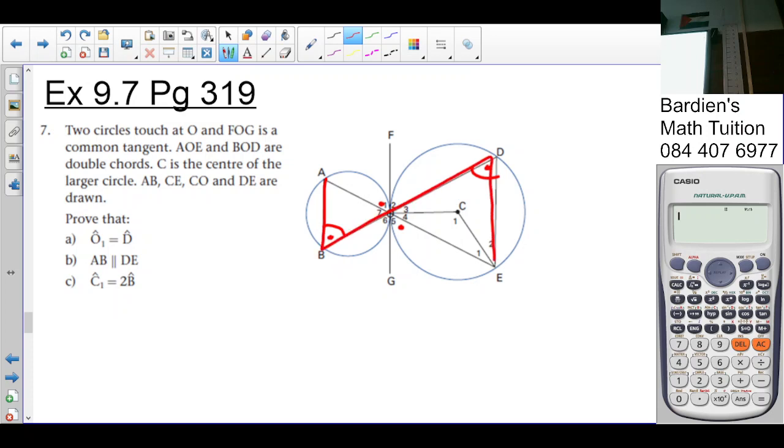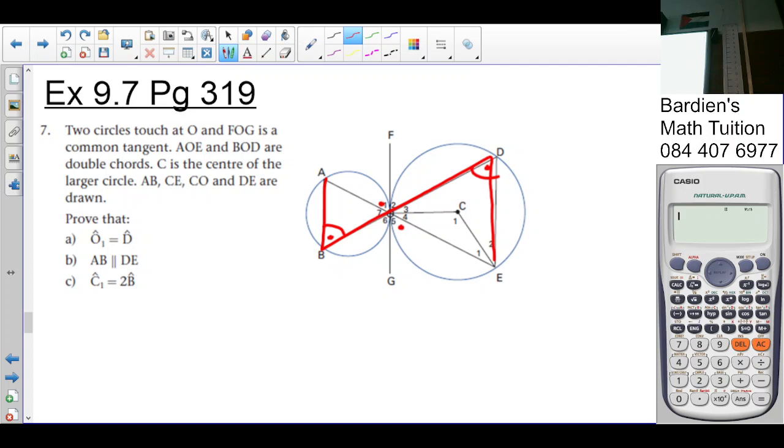Why? Alternate angles are equal. You see that? Without looking at the questions, and yes, they want you to prove that already. Can you see? Then it says that BOD are double chords. What does that mean? BO is a chord, BD is a chord split by point O. So BO and OD are chords in their respective circles. Also, by them saying that it's a double chord, that means to say that it's basically a straight line.